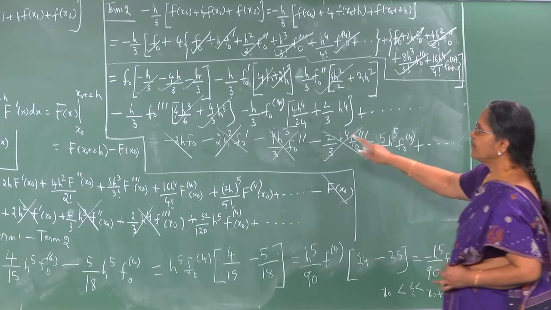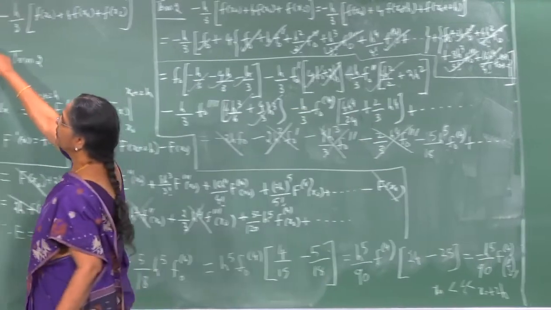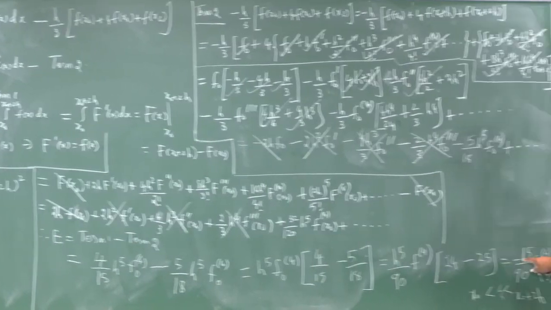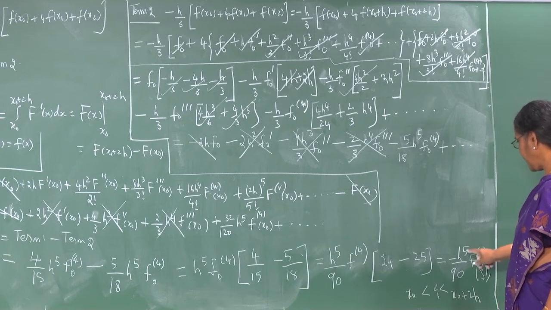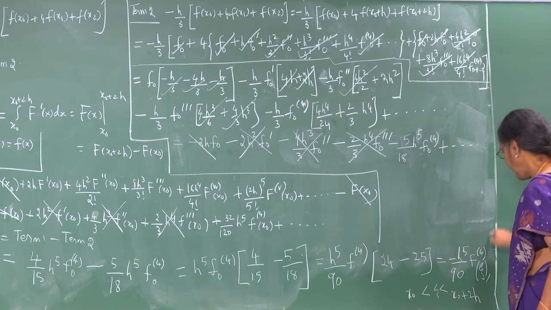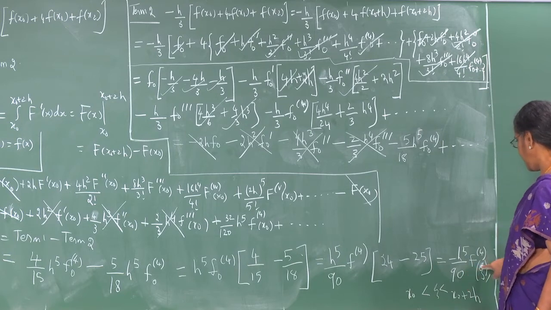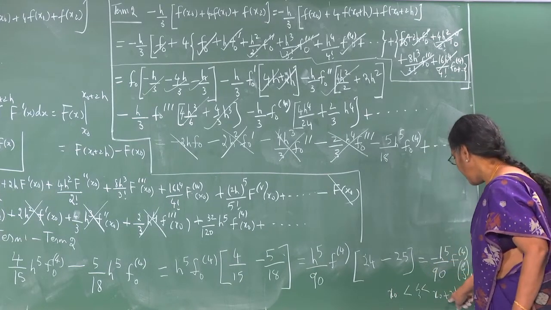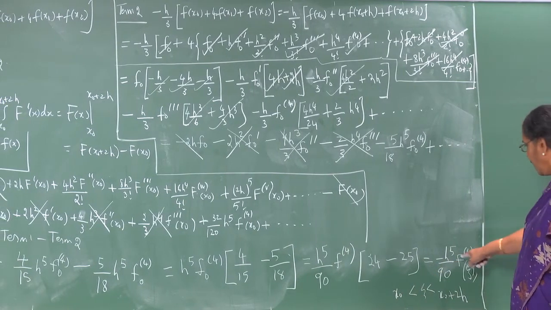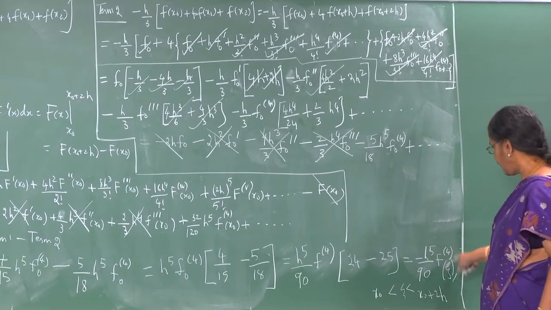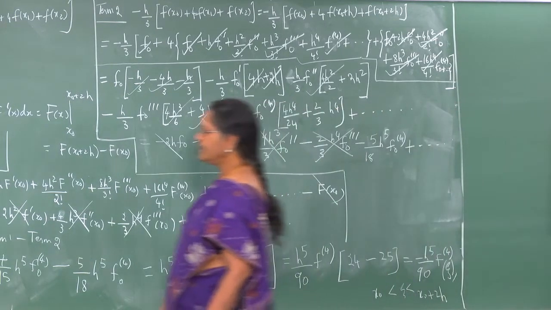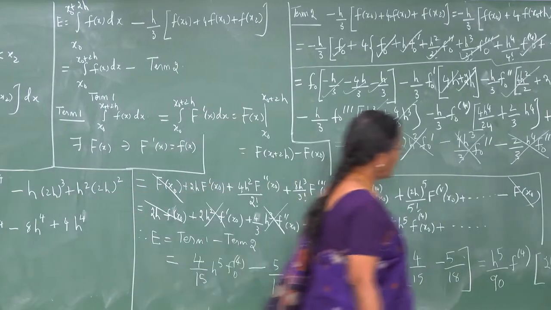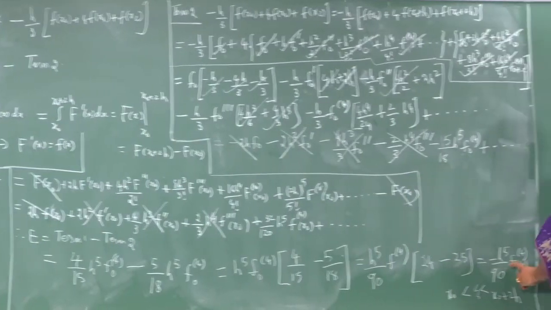So, we see that the error in Simpson's rule is of order of h to the power of 5, and the expression for the error is h power 5 by 90 into the fourth derivative evaluated at some psi between x naught and x naught plus 2h. And what does this tell? This tells you that the method is exact up to polynomials of degree 3.